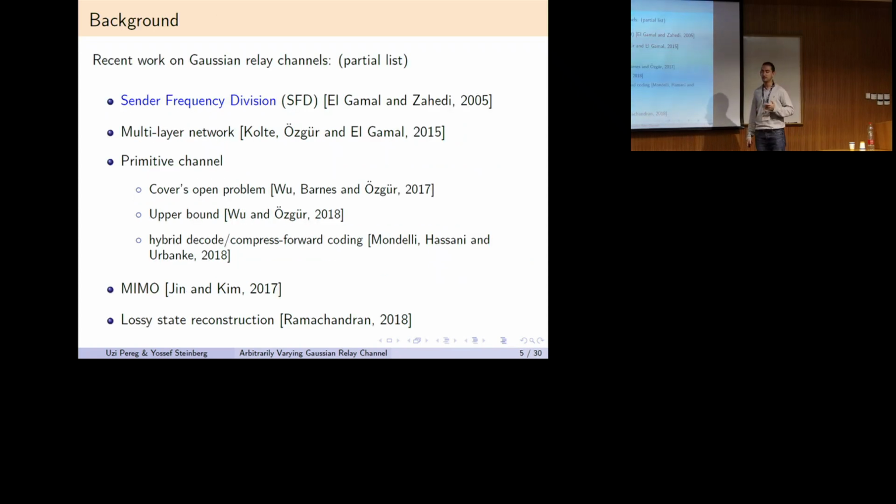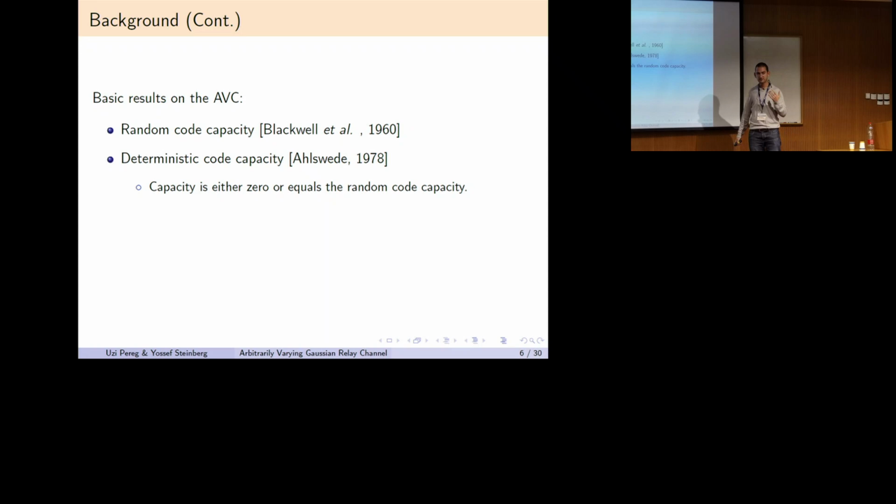Recently, there has been a lot of interest in Gaussian relay channels, all sorts of models. This is a very partial list of papers, and one of the cases is the case of sender frequency division, which is, as I said, a special case of the relay channel with orthogonal sender components. So now we give a bit of background. We start with the AVC.